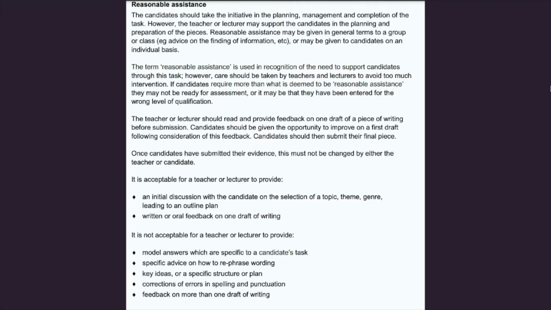They can't give you any ideas that you don't find for yourself or how to structure something that's specific to your piece of work. They can't continually correct your spelling and punctuation all the time, and they can't give you feedback on more than one draft of writing. So this is an independent piece of work. It has to be from you. You have to spend time on it.